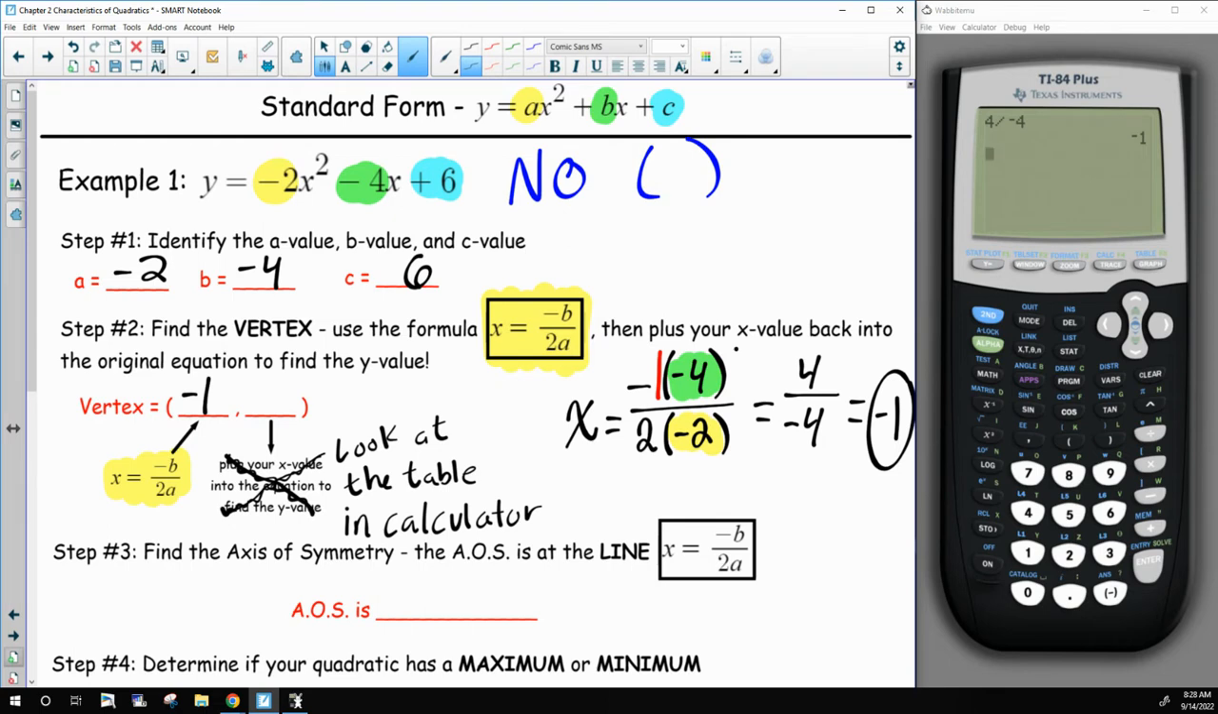So you should probably cross this off, where it says plug your x back into the equation, because we're going to be able to skip this. And instead, we're going to look at the table in our calculator to help us find this vertex.